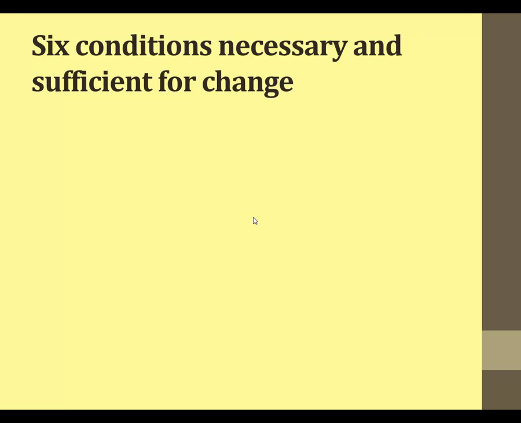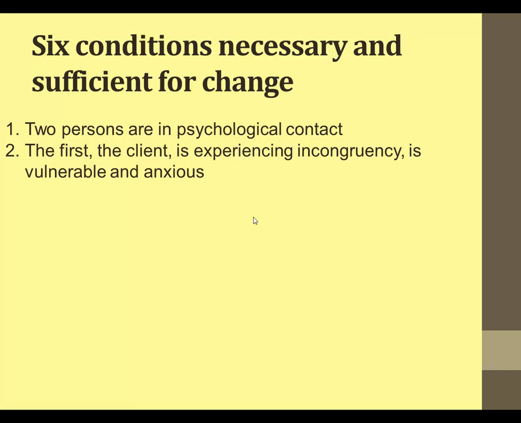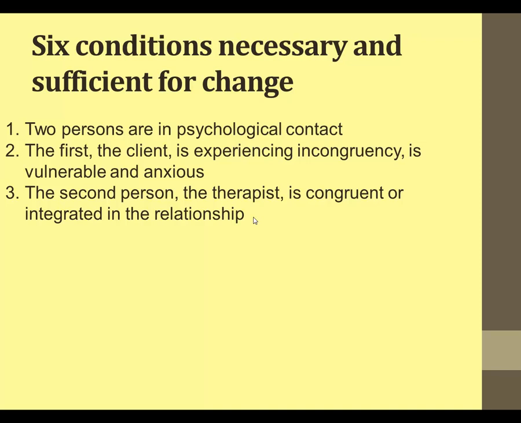So, whilst we generally talk of 3, there are 6 conditions actually. 1, two people are in psychological contact. You can't do therapy with somebody who is intoxicated, psychotic, or asleep. You have to have a psychological connection. 2, the client is experiencing incongruency. They're vulnerable, anxious, scared, upset. They're out of sorts. That's the client normally, hopefully not the therapist. 3, the therapist is congruent and integrated into the relationship. They are present, whole, and stable, like a parent in a sense.